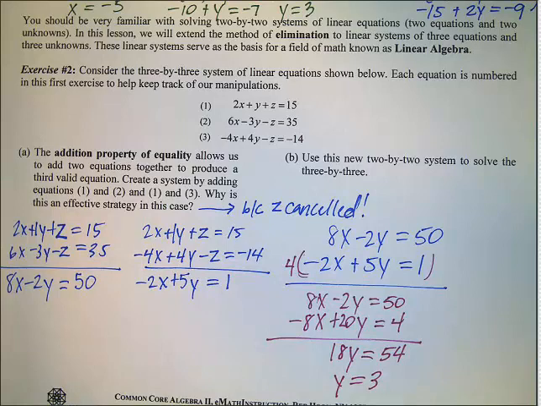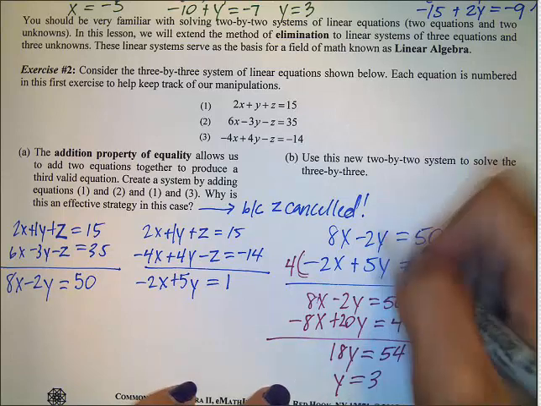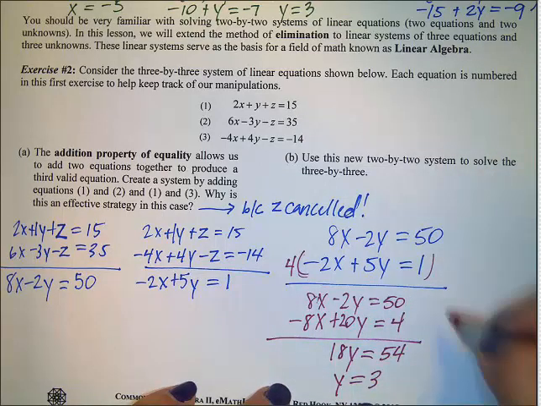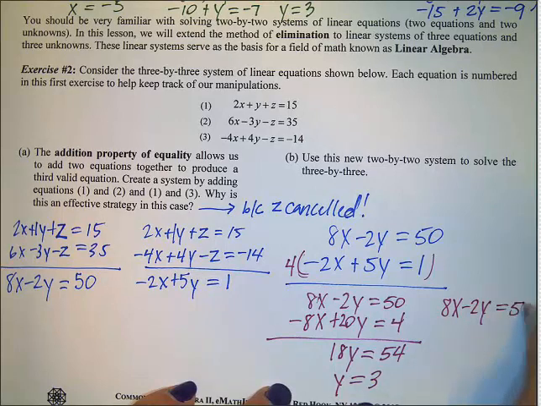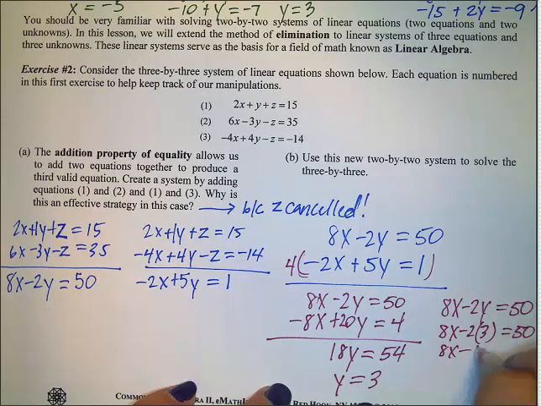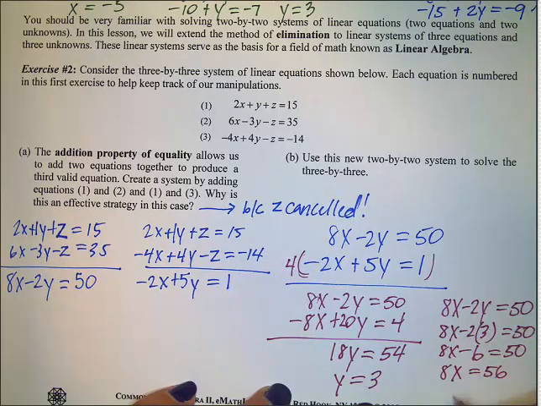That's one of the 3 variables we have defined right now. Now we've got to find the other one. So I'm going to use which equation is easier. Kind of looks like they're the same. So 8x minus 2y equals 50. 8x minus 2 times y, which is 3, equals 50. 8x minus 6 equals 50. Add 6, so 8x equals 56. So x equals 7. All right, we're 2/3 of the way there.